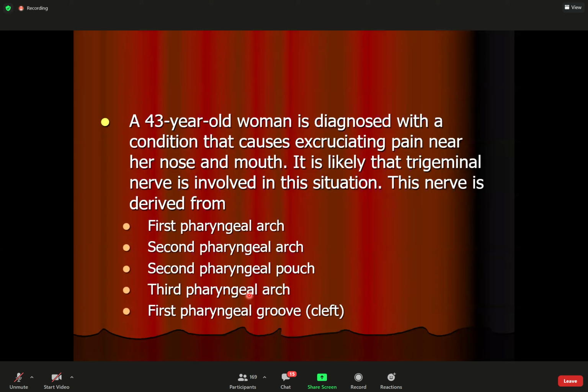A 43-year-old woman is diagnosed with a condition that causes excruciating pain near her nose and mouth. It is likely that the trigeminal nerve is involved in this. This nerve is derived from where? Such an easy question. It has to be the first pharyngeal arch. You are right. Not the second, third, etc.